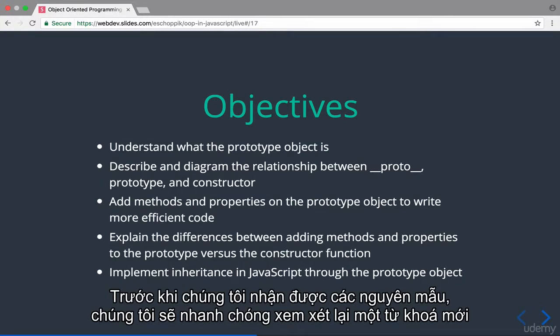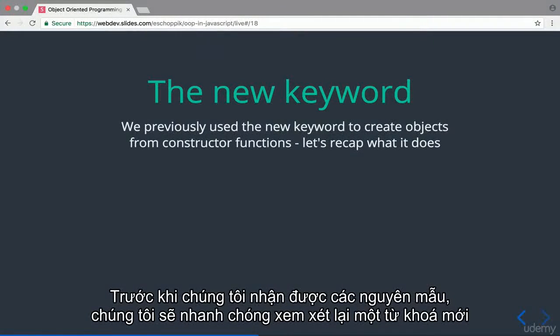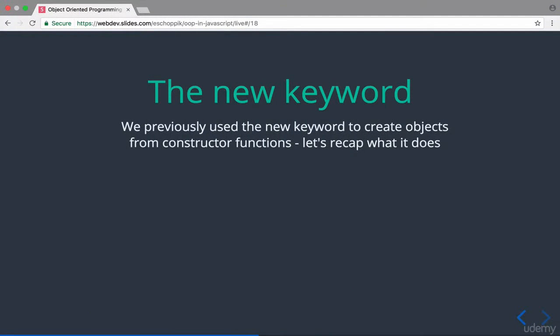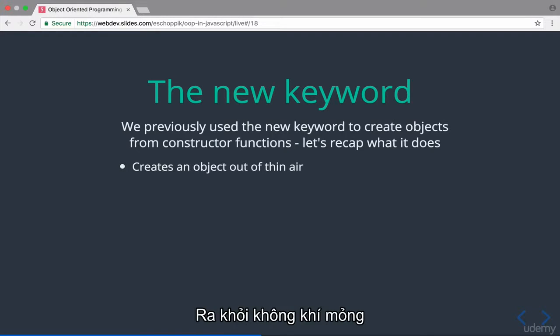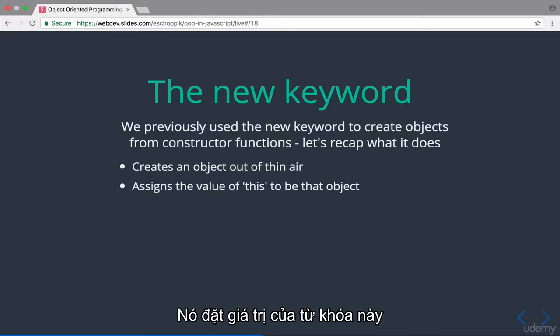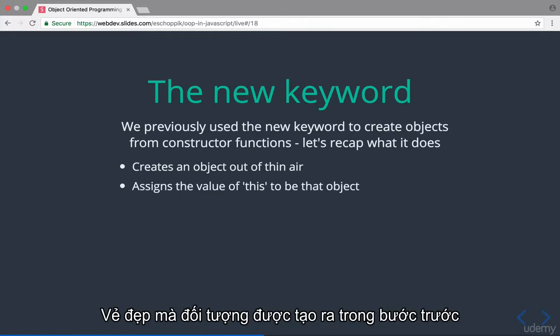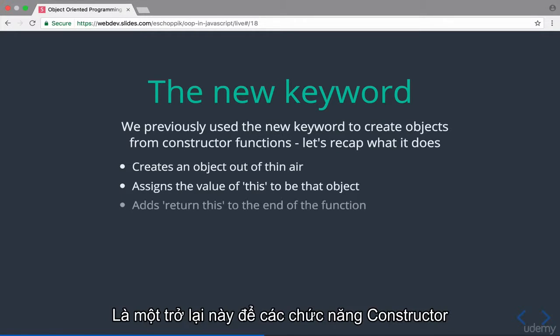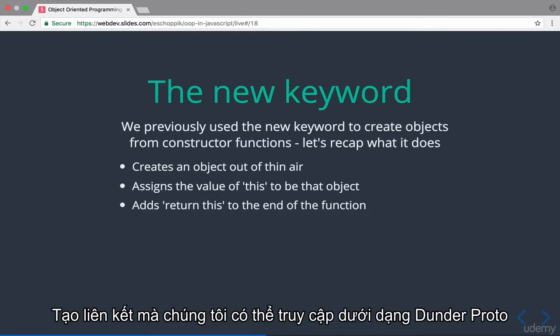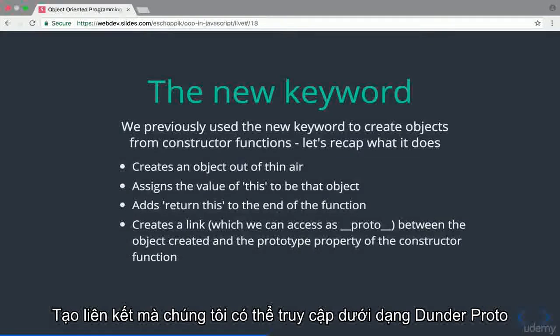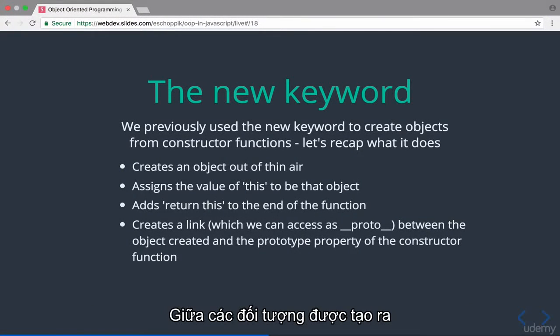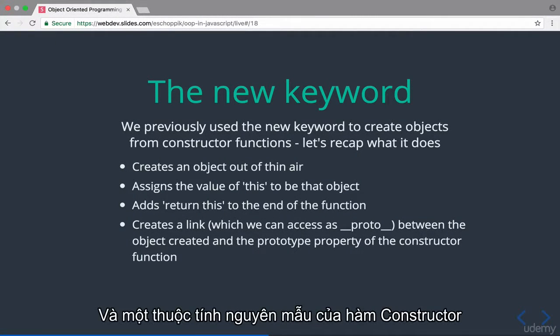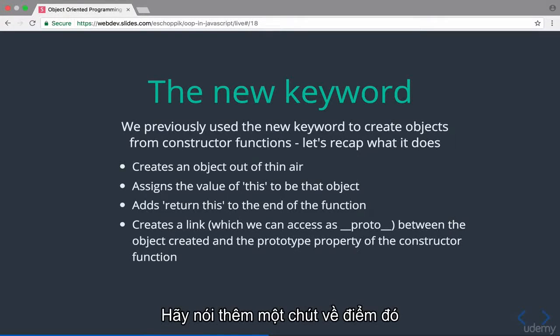But before we get to prototypes, let's quickly review one more time what the new keyword does. First, it creates an object out of thin air. Second, it sets the value of the keyword this to be that object created in the previous step. Third, it adds a return this to the constructor function. Finally, it creates a link which we can access as DunderProto between the object created and the prototype property of the constructor function. Let's talk a bit more about that point.